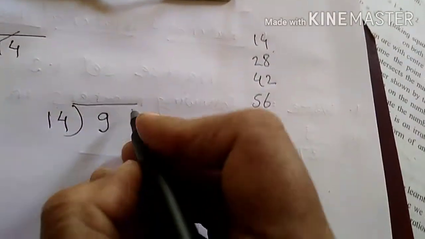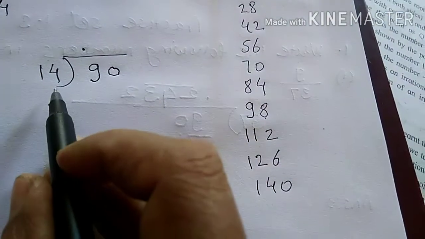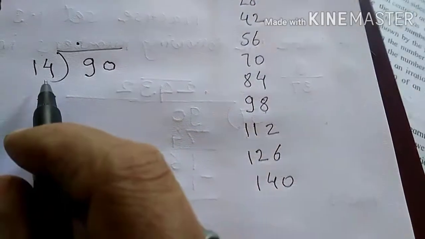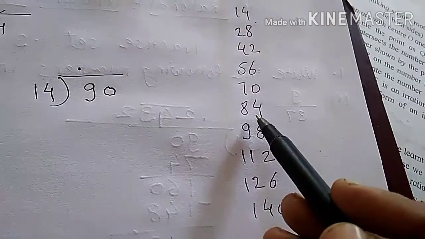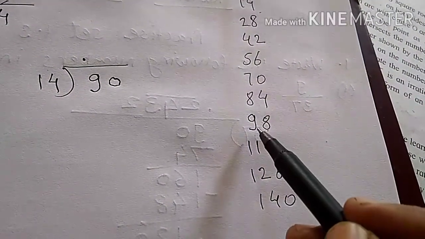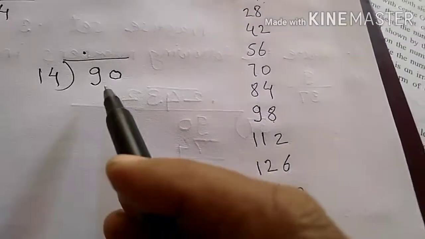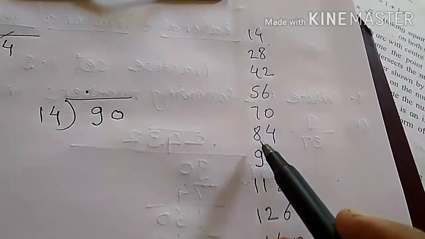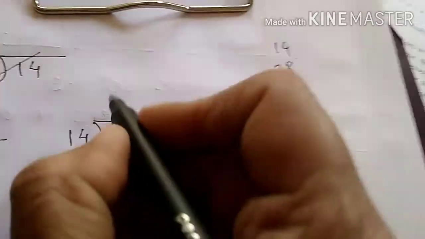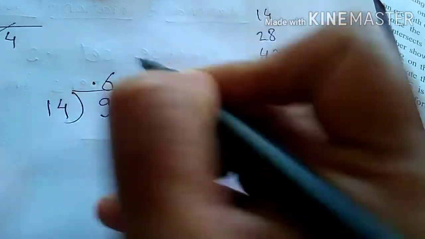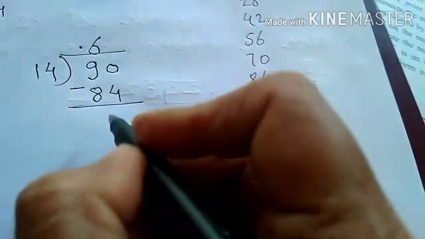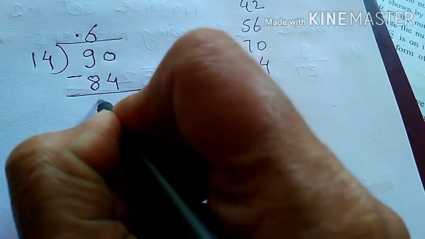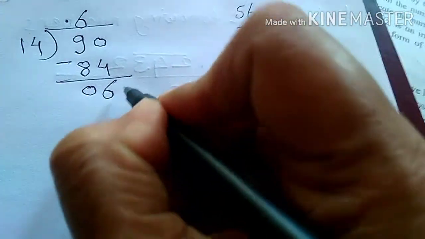Again the numerator is small, so write 10 here and give a decimal point here. Now divide 90 by 14. In the 14 table, up to 6th place here is 84, and after the 7th place there is 98. So 98 can't be subtracted from 90. So take the 6th place, that is 14 6s are 84. Here the subtraction gives 6. Again write 0 here.